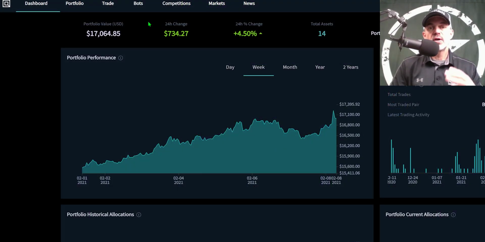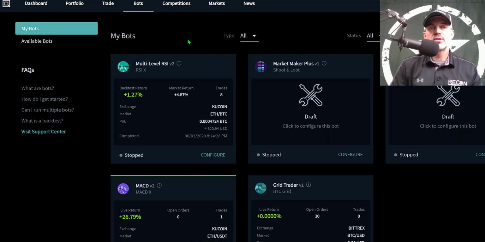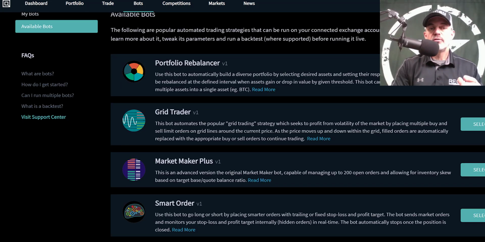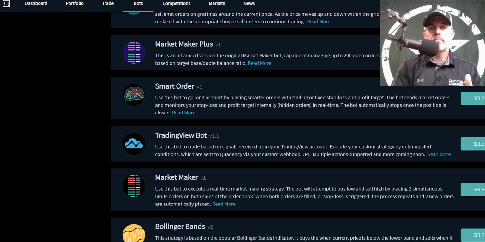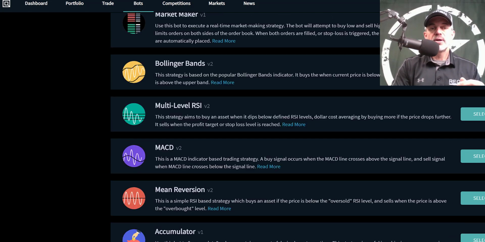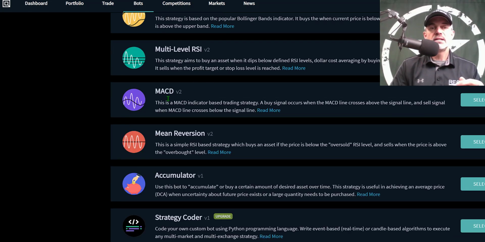So after you have joined the Quadency platform, from your dashboard you could jump over to bots through the menu up here at the top of the screen and click on bots, and that'll jump you over to the bots dashboard. Now, in order to find available bots that you can deploy, you would just click over here on the left menu bar where it says available bots. And you will find a variety of different bots, from the market maker, they've got a grid trading bot. The bot we deployed today, however, is the MACD.